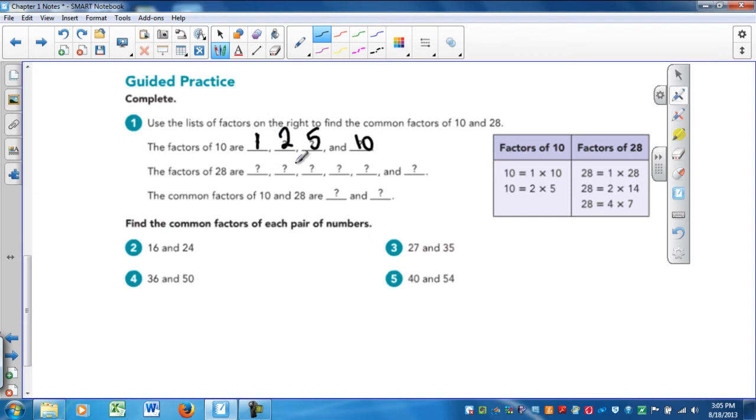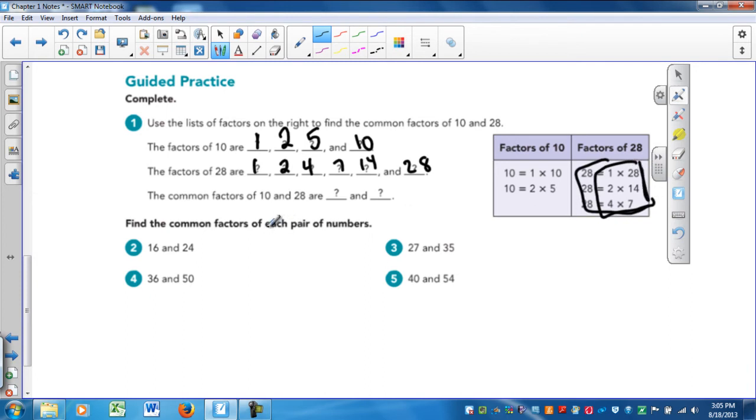They just listed them out. Again, I went smallest to biggest. The factors of 28 are 1, 2, 4, 7, 14, and 28. Just getting it from right here. These are your factors right there.